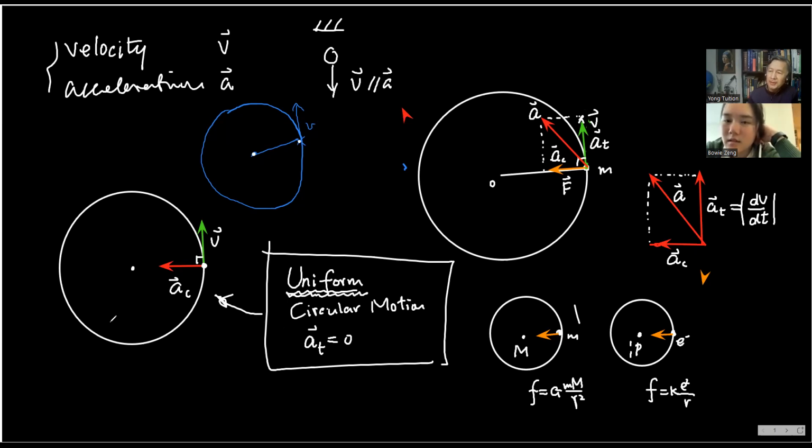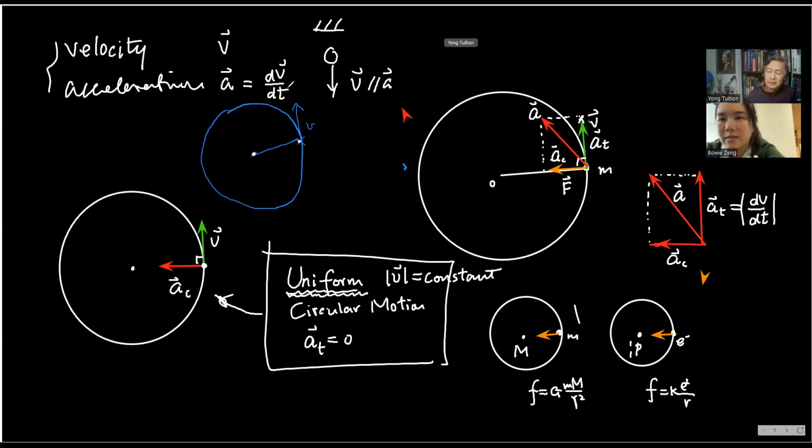Perhaps you will ask why it is perpendicular. In this case the speed is constant, can you see? It's not changing. By definition, acceleration is a change of velocity, right? That is the definition of acceleration. So acceleration involves two parts. One is a change in the direction of velocity. Another is a change in the magnitude.